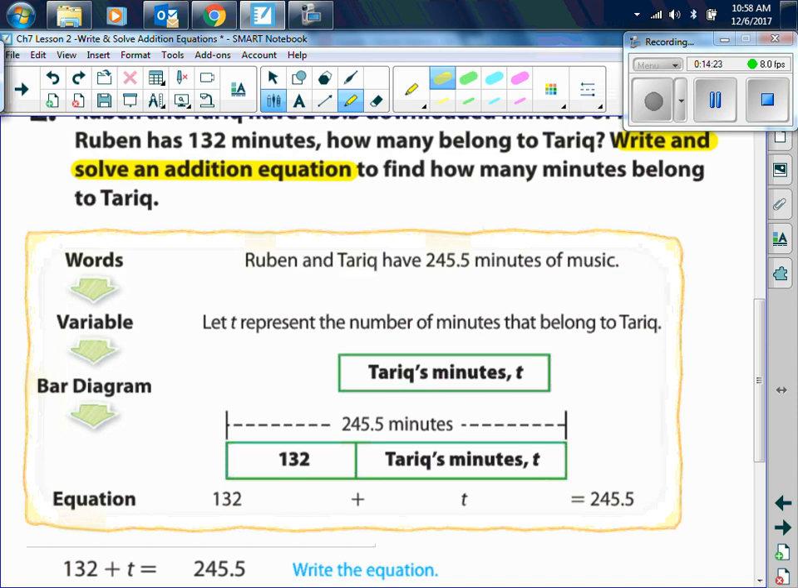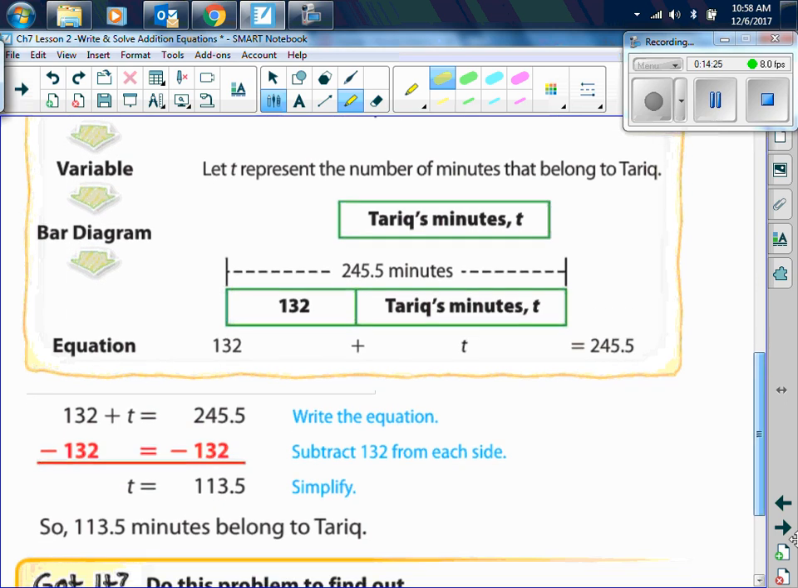So now you can take that equation and you can solve it, right? So here, you're going to get the T by itself by subtracting Ruben's downloaded minutes, 132, on both sides, and we end up with T is equal to 113.5. So Tariq has 113.5 downloaded minutes.